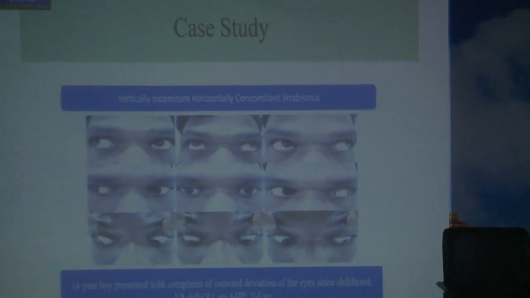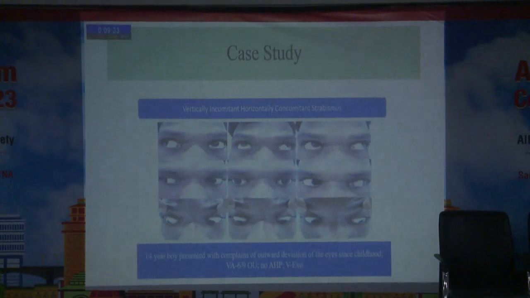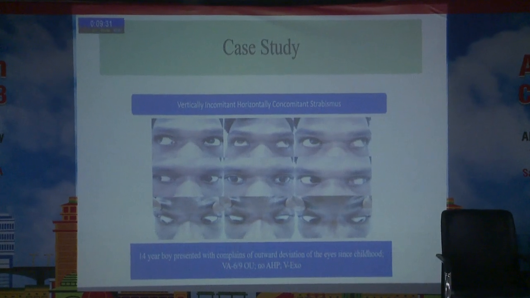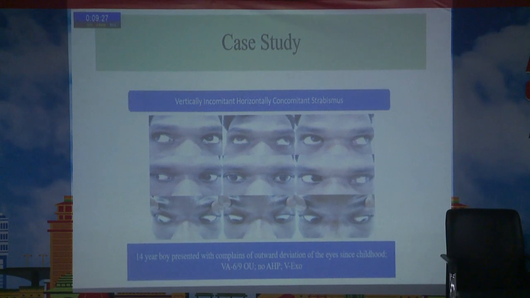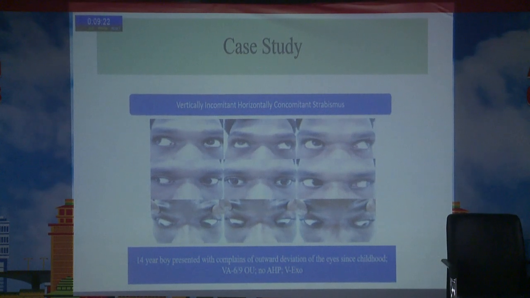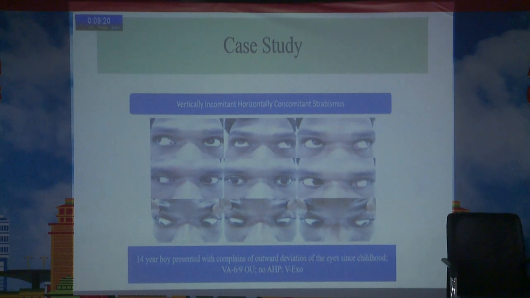So this is a 14-year-old boy who presented with complaints of outward deviation of the eyes since childhood. Visual acuity was 6/9 in both eyes. There was no abnormal head posture, and when we see, he has a right exo. When he is looking up and in down gaze, you see some deviation: the exo in the up gaze, and there is an eso in the down gaze. So we say that he's having some type of a patent strabismus. So we put it as a V-exo in this case.